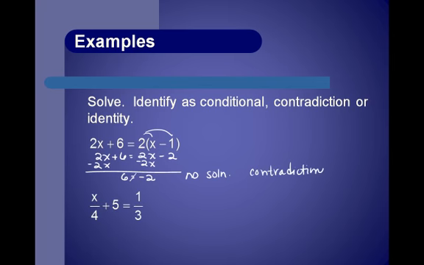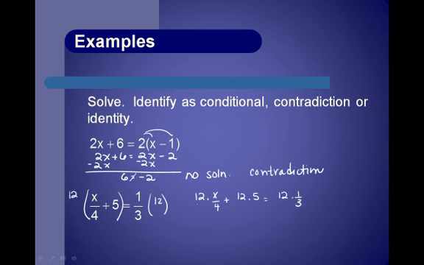Now, this is one where we're going to use the trick. There's no parentheses, so next we want to eliminate the fractions. Notice that the least common denominator for this problem is 12. So we're going to multiply both sides of the equation by 12. Well, when we do that, the first term becomes 12 times x over 4. The second term becomes 12 times 5. And then the third term becomes 12 times 1/3.